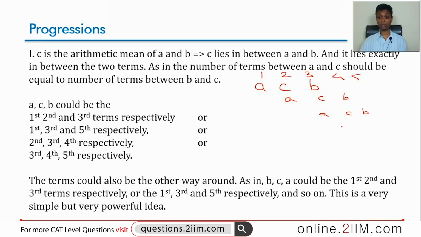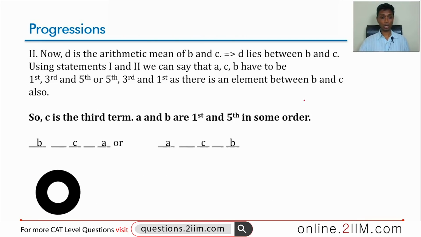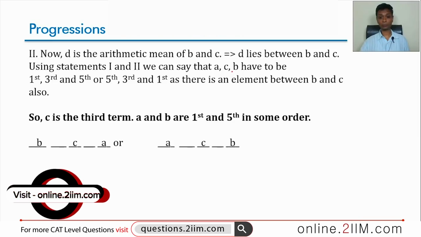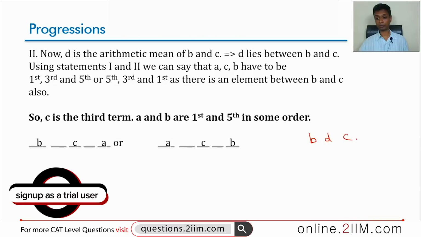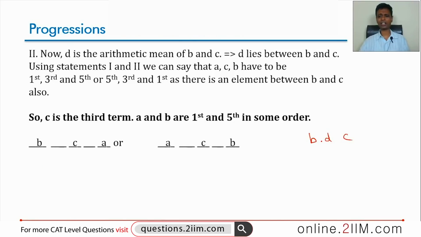Now we are going to take the next idea. The next statement given to us is that D is the arithmetic mean of B and C. Now we know that D lies between B and C, and C lies between B and A. So this is B, D, C, and then there is A. So B has to be at least 2 slots removed from C, and A has to be as many slots removed from C as C is from B. So we know clearly that A, C, B are in slots 1, 3 and 5 in some order. It could be 1, 3, 5: BCA or ACB.